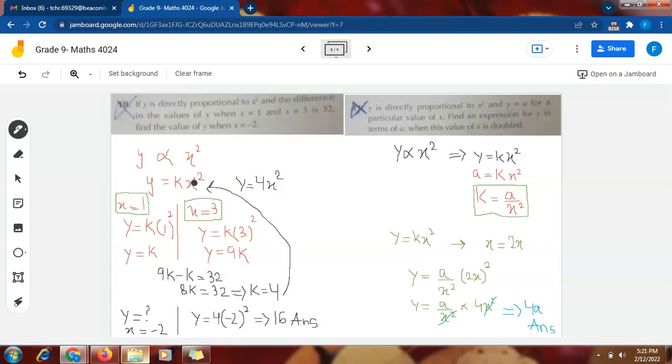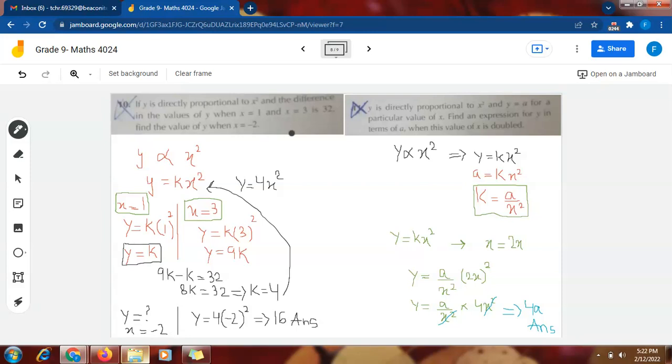Since the two values of x are given, first I will take x is equals to 1 and put it in this equation. Y will be as it is, equals to sign will be as it is, k will be as it is, and in place of x I will write 1. And 1 square is 1, and 1 multiplied by k will give me k. So the value of y is coming out as y is equals to k. This is the first value of y when x is equals to 1.